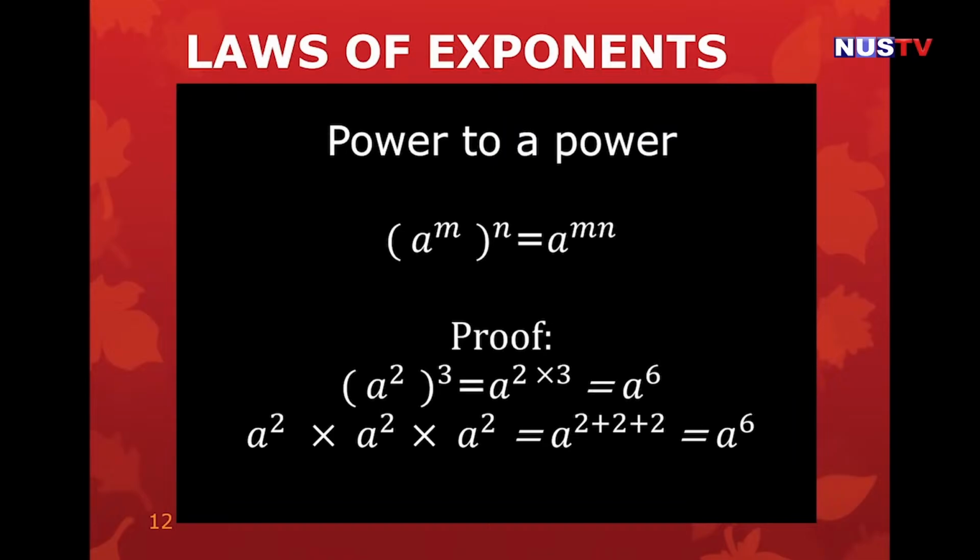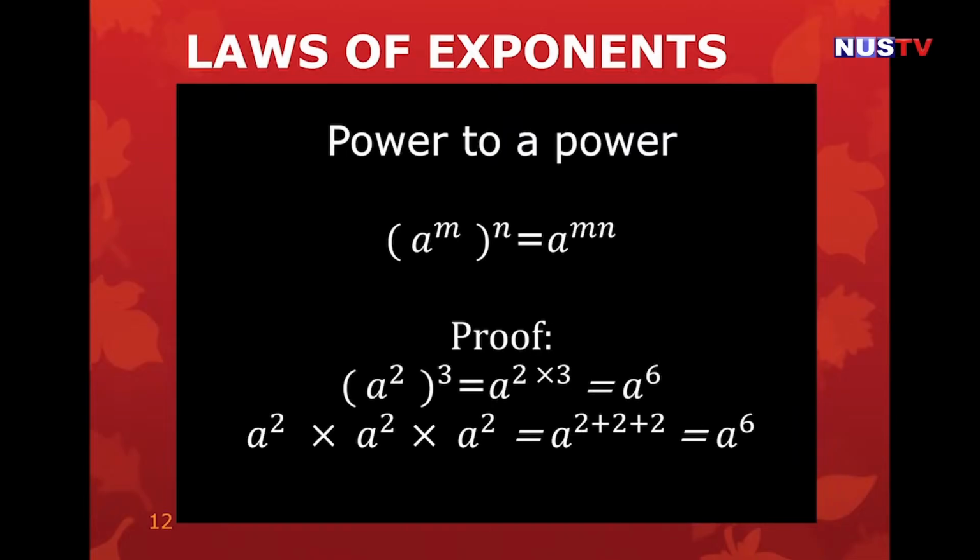Let's have a proof. For example, if we have a to the power of 2 inside the bracket, multiplied by the power of 3 outside, then according to this law it is the same as a to the power of 2 times 3. And that means you have a to the power of 6, because 2 times 3 is 6.